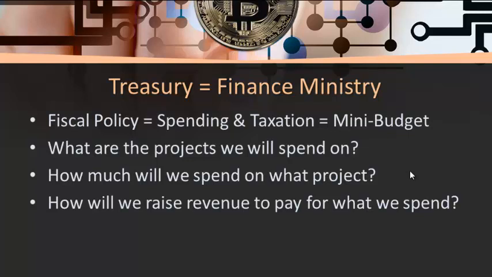Alright, so basically the people at the Treasury don't think like this at all. They say that we have an account, this is the amount of money we have to spend. If we are asked to spend more than what we have, then we must borrow this money. So basically, Treasury tries to decide what projects we will spend on, how much we will spend on what project, and how we will raise revenue to pay for what we spend. These are the standard questions that the finance ministry asks, even though these are the wrong questions. These are not the questions which Treasury should be asking.